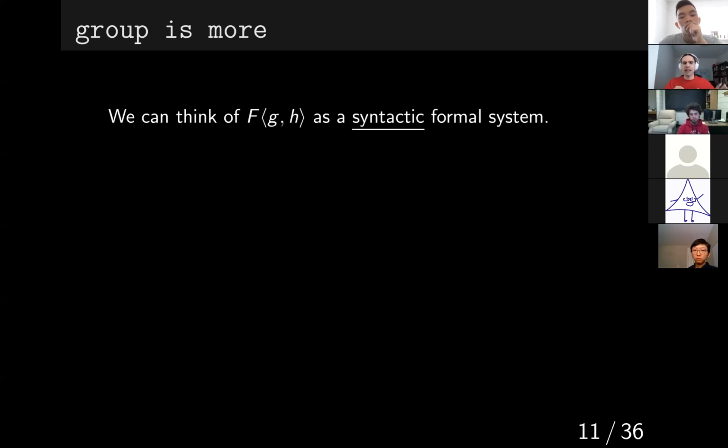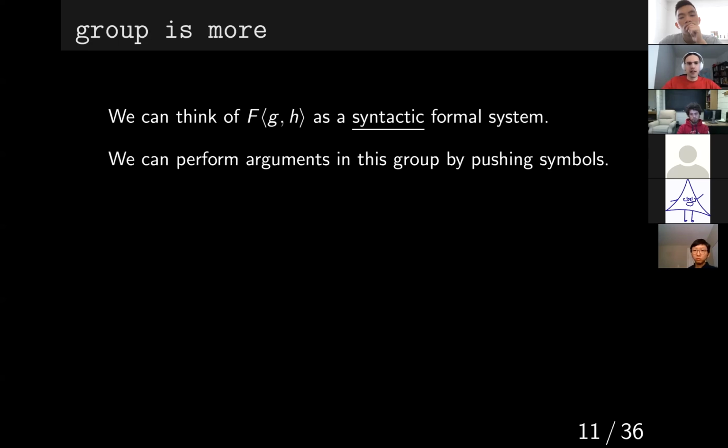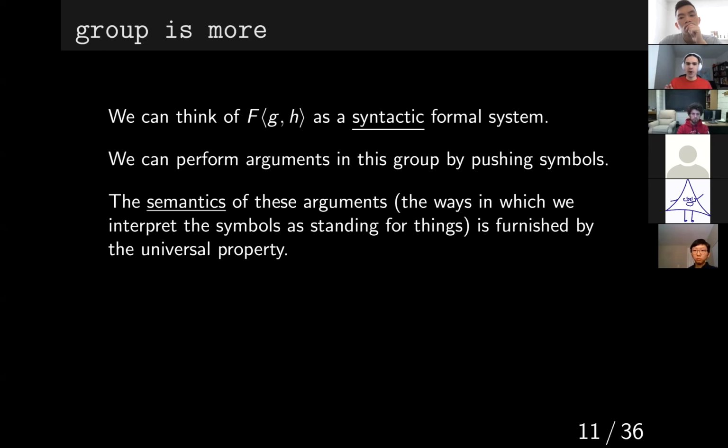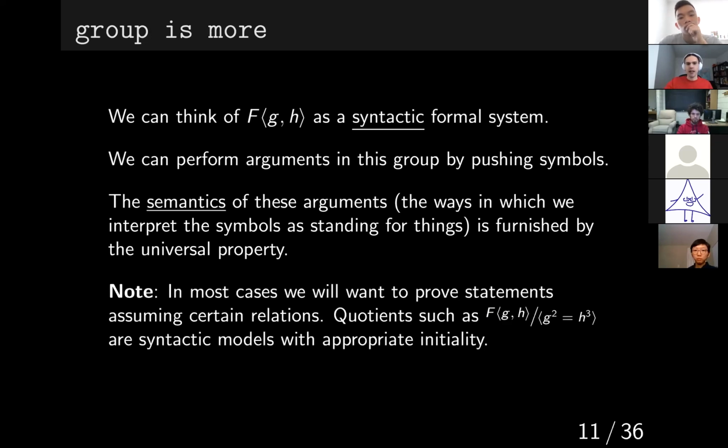Now, I'm going to say that we can think of the free group as a syntactic formal system, and I'm going to specify what I mean by this in some way. So we can perform arguments in the group essentially in this specific group, essentially by pushing symbols. And then we get an interpretation of these arguments in any group. This is essentially the semantics of the arguments, and that's furnished by the universal property. Now, notice that you can't prove many general statements about groups in the free group because very little happens in the free group. It's very free.